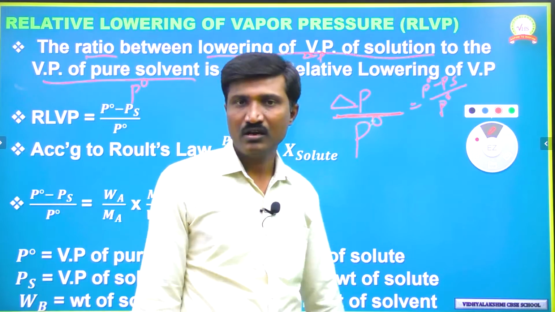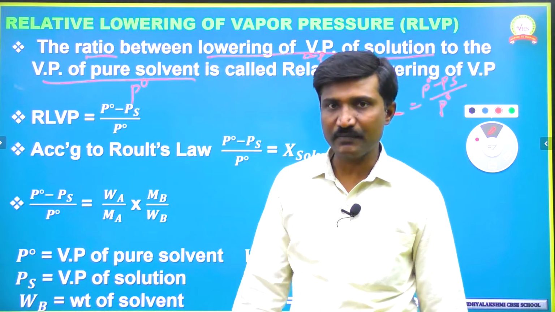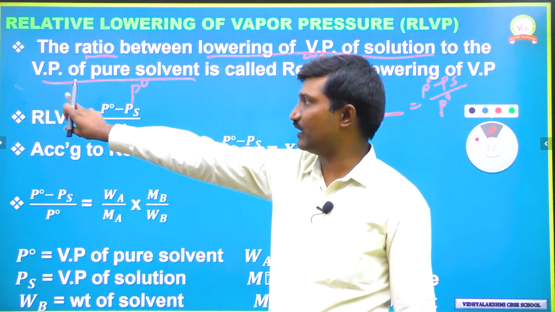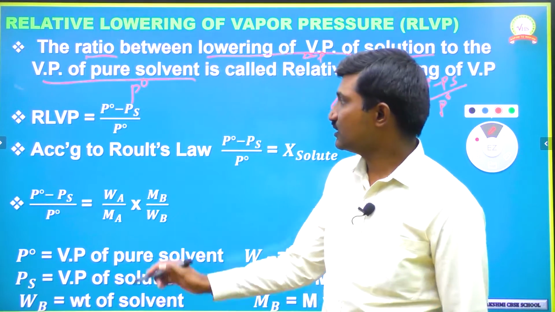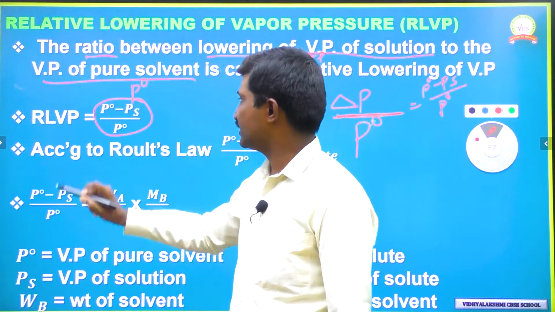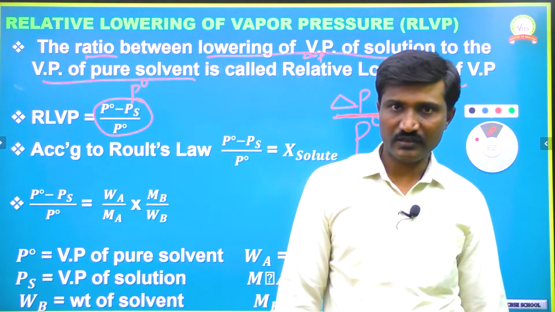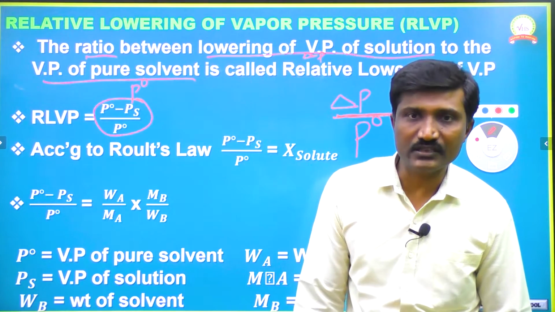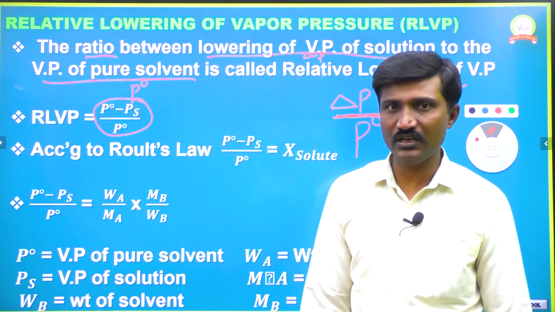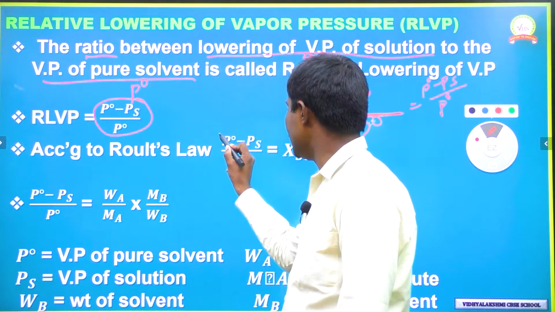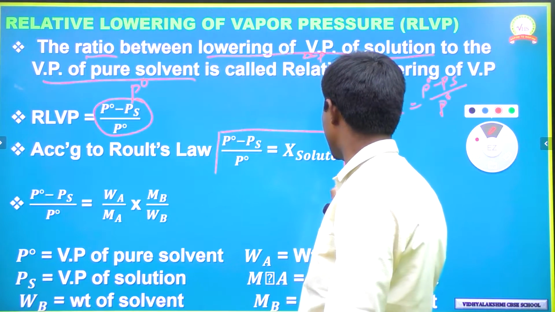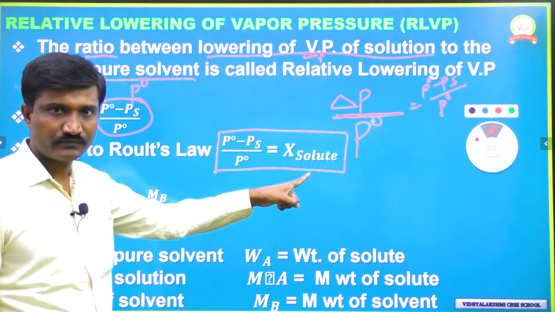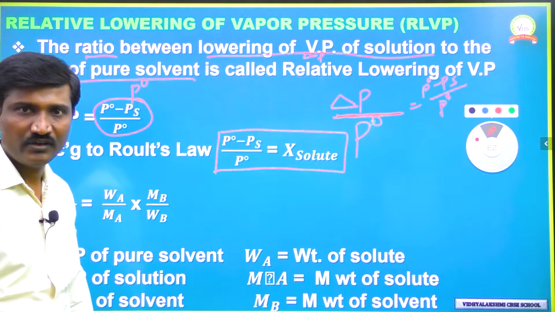We can write RLVP as P naught minus PS by P naught, where R means relative, L means lowering, V means vapor, and P means pressure. This is the equation representing the relative lowering of vapor pressure. According to Raoult's law, for a dilute solution which has a non-volatile solute, the relative lowering of vapor pressure, P naught minus PS by P naught, is equal to the mole fraction of solute.